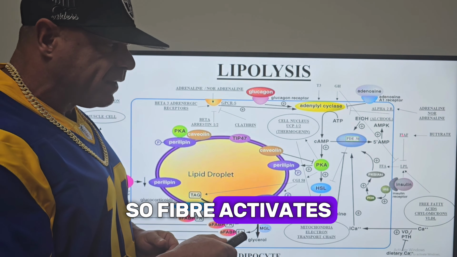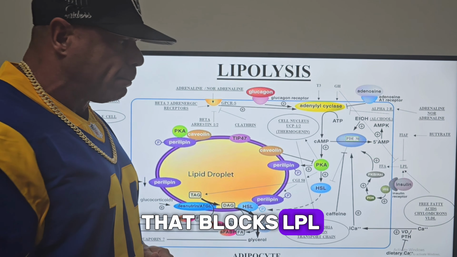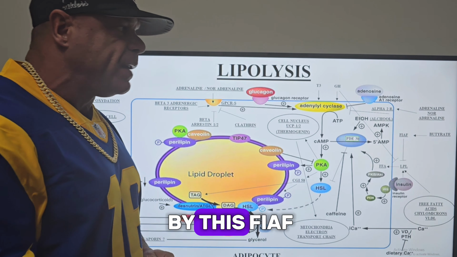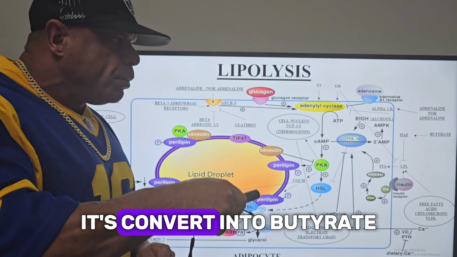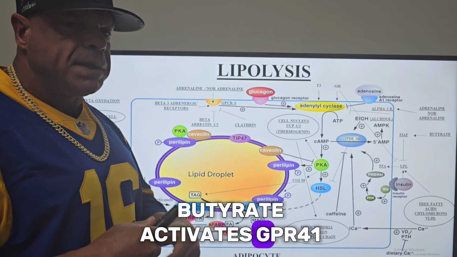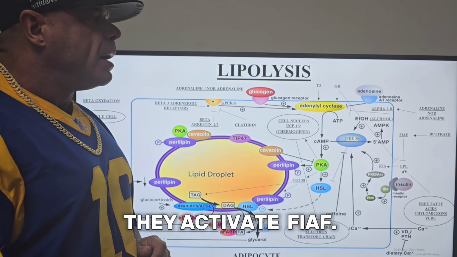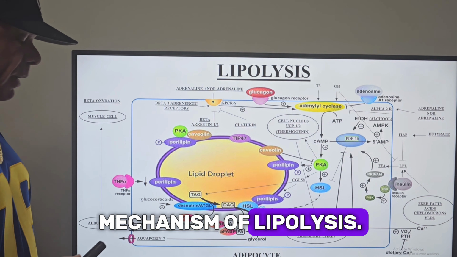So fiber activates FIAF, fasting induced adipocyte factor, that blocks LPL. So LPL that is stimulated by insulin is blocked by this FIAF. So fiber, through this mechanism, is converted to butyrate. Butyrate activates GPCR41, GPCR43, and they block FIAF. So this is the mechanism of lipolysis.